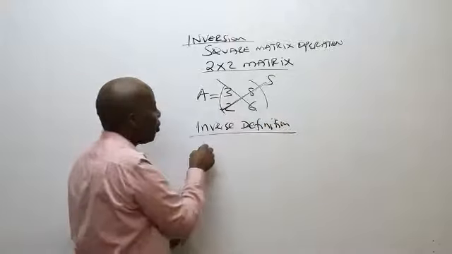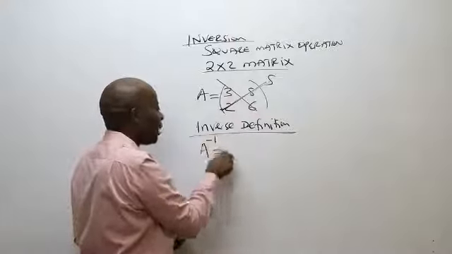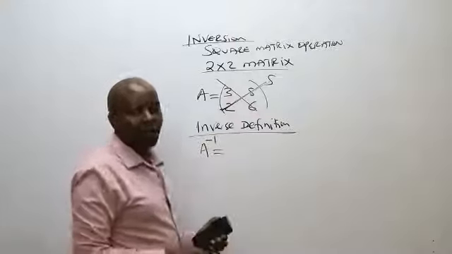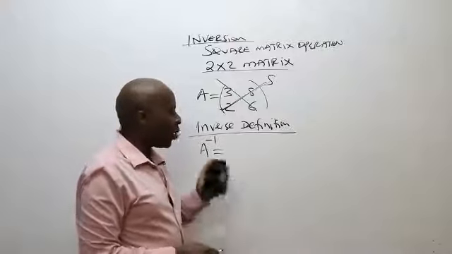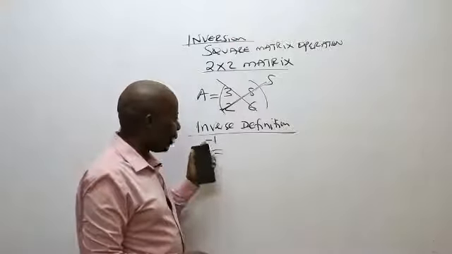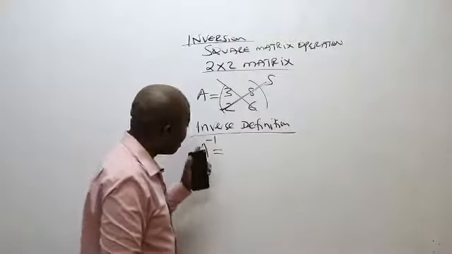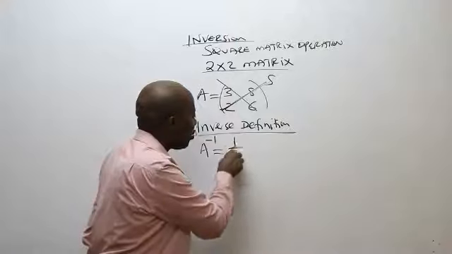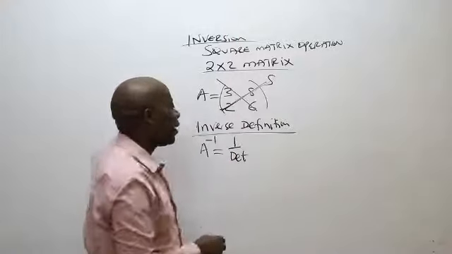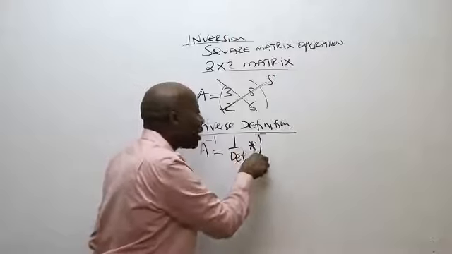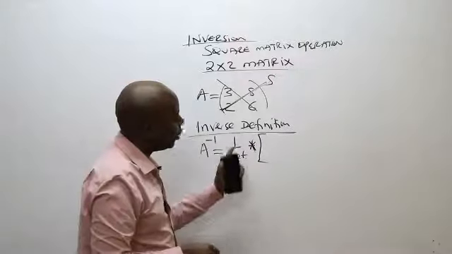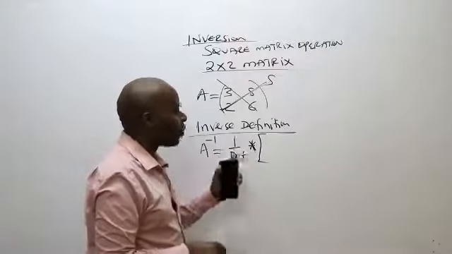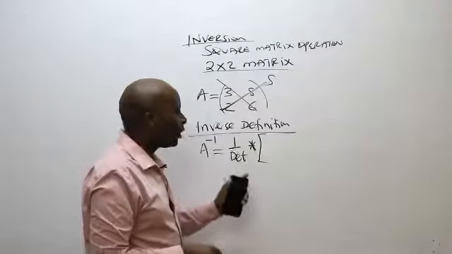Inverse definition, what do we have here? We have A raised to minus 1. This is the symbol of our inverse. Ladies and gentlemen, for inversion purposes, we shall take 1 over the determinant, into, we enter inside the brackets here, and we shall do some algorithm here.